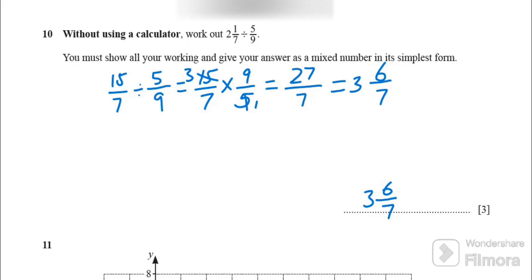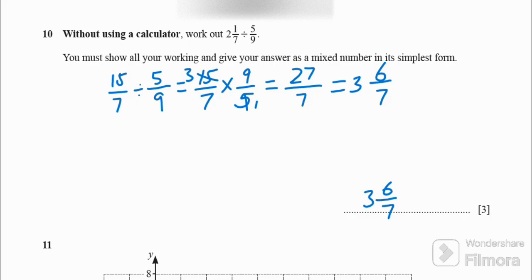Question 10 states without using a calculator, work out 2 and 1 over 7 divided by 5 over 9. You must show all of your working and give your answer as a mixed number in its simplest form. So first we will expand this mixed fraction and write 15 over 7, because 7 twos are 14 plus 1 is 15. So 15 over 7 divided by 5 over 9.